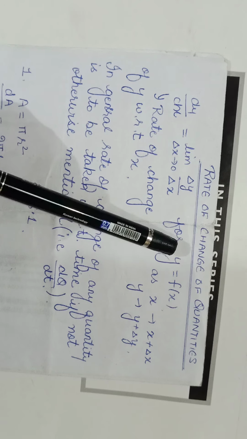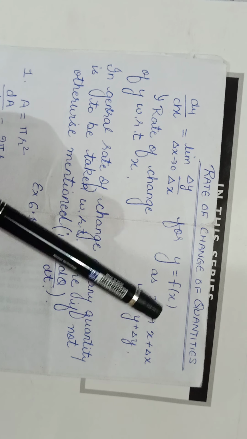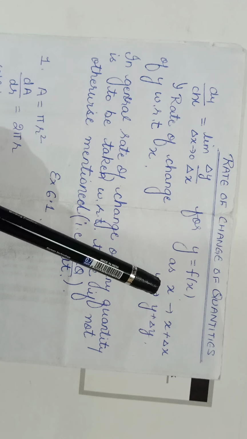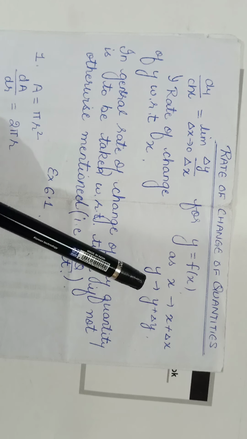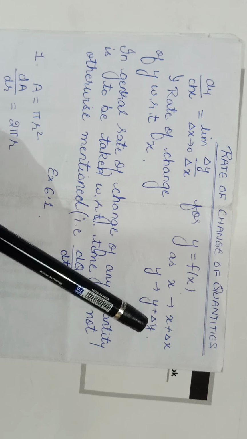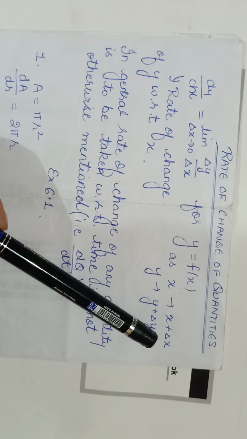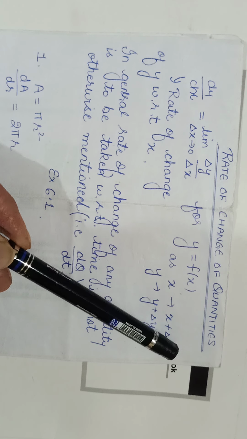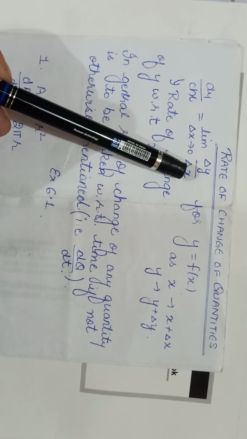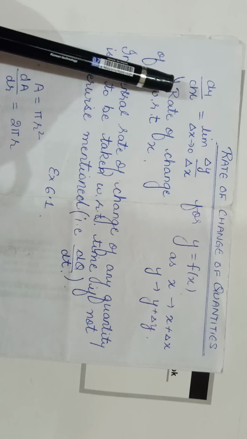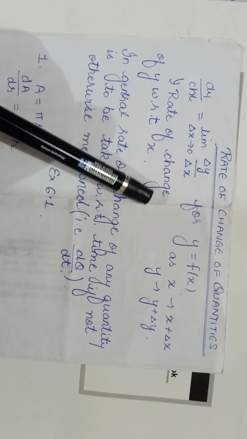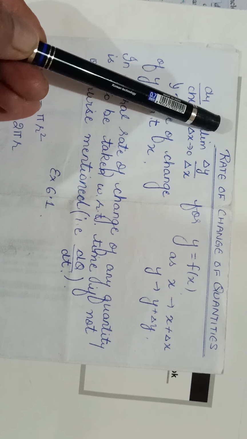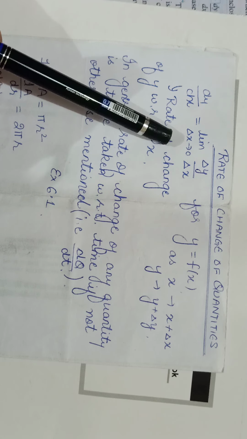So if y is connected with x, then any change in x will introduce a change in y as well. When x is changing from x to x plus delta x, y will change to, suppose, y plus delta y. Then the change in the dependent variable with respect to the independent variable, this ratio under the limiting position, is defined as rate of change. Rate is actually change in one thing according to the other thing. This is what it means.